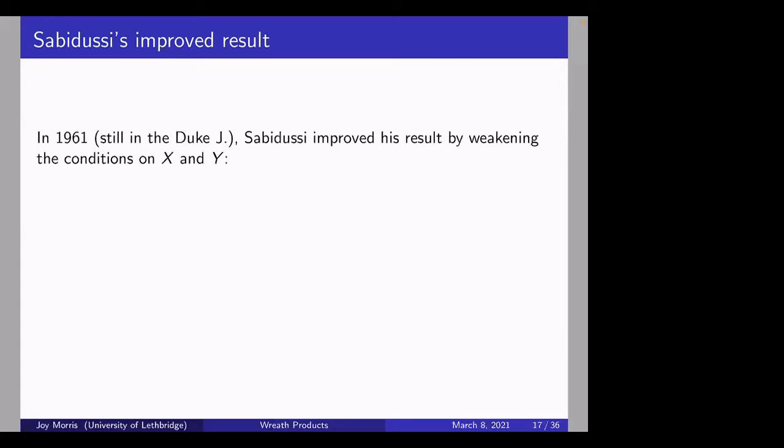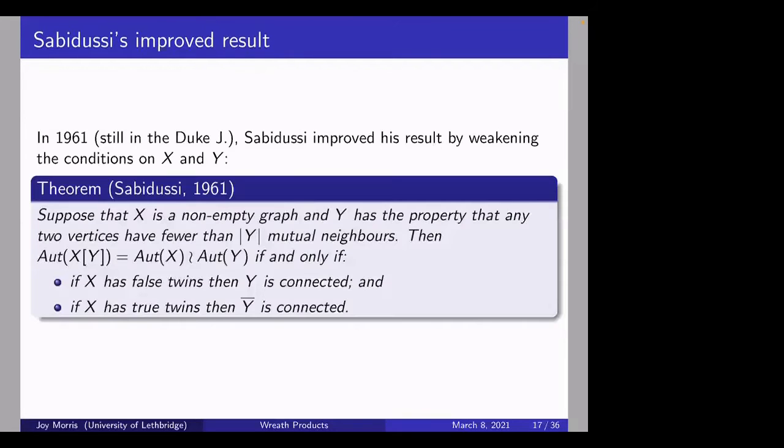So 2 years later, still in the Duke Journal, Sabidussi managed to improve his result by weakening those preconditions on X and Y. So remember, he said that X had to be almost locally finite and Y had to be finite. Well, 2 years later, he proved this as long as X is non-empty and Y has the property that any two vertices have fewer than the order of Y mutual neighbors, which is certainly true in finite graphs, which was his previous condition, then we get the same conclusion.